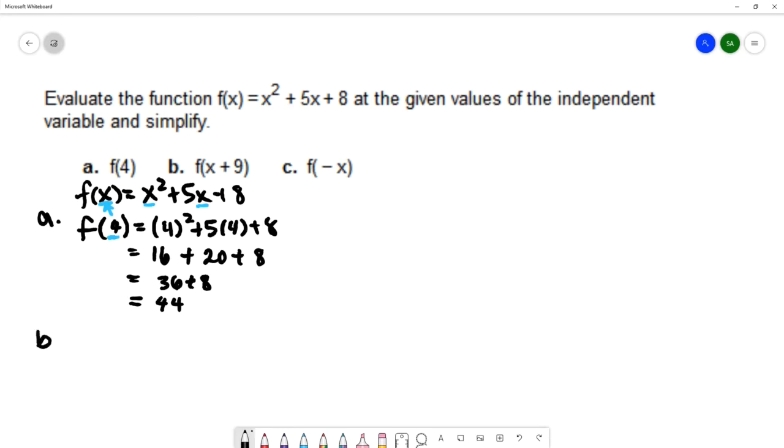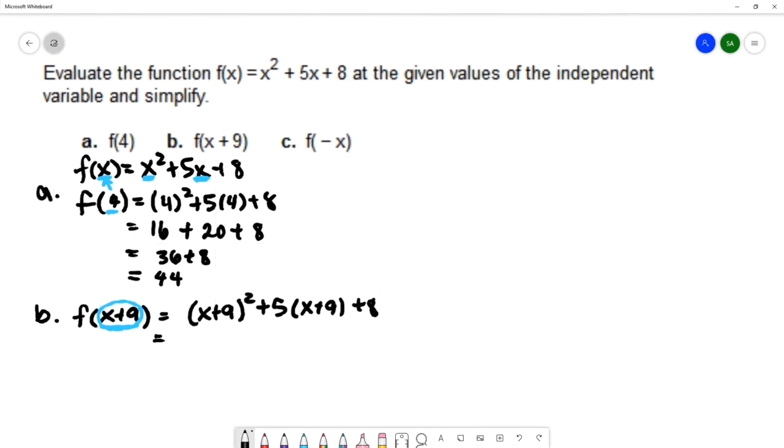Then in part B, we want to find f of x plus 9. This time, the expression inside the parentheses is not just a number, it's an expression, x plus 9, but the process is still the same. This is still indicating what we want to substitute in for these x's that we have up here. So we could write that out as x plus 9 squared plus 5 times x plus 9 plus 8.